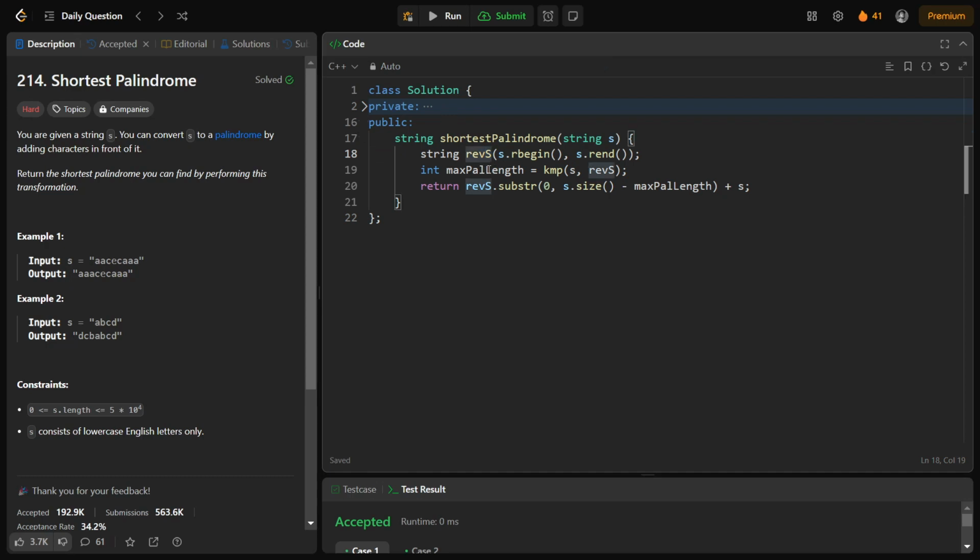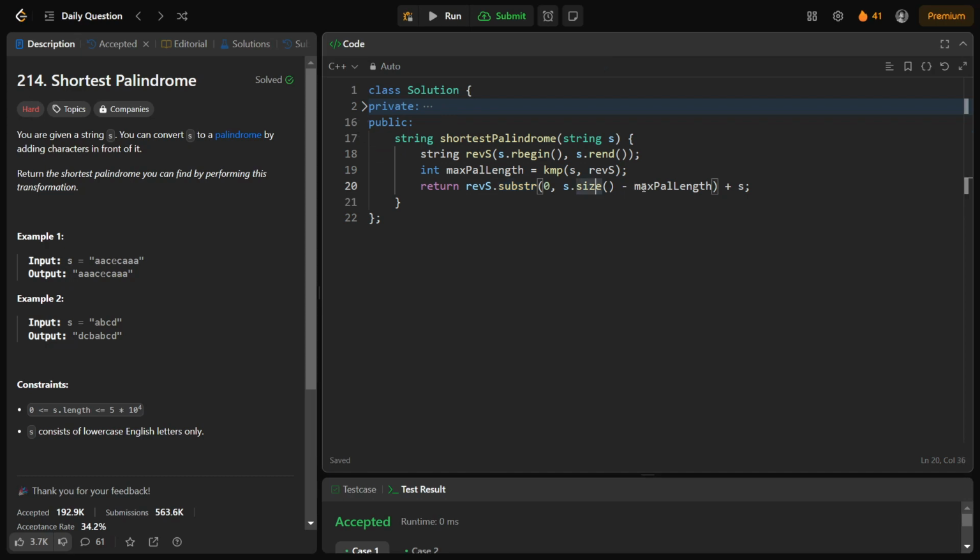Now what I do is take the max pal length, which is the maximum palindromic length from the start, and I call KMP on s, and I pass the reverse of s as well. You could just pass s and reverse it in the KMP algorithm, but let's do it this way. It's more clear. Now I take the substring from 0 to s.size minus max palindromic length. So that is what we did: 6 minus 4, you remember that we did in the notebook.